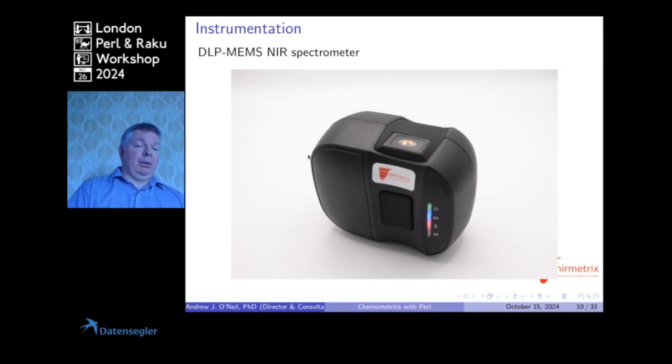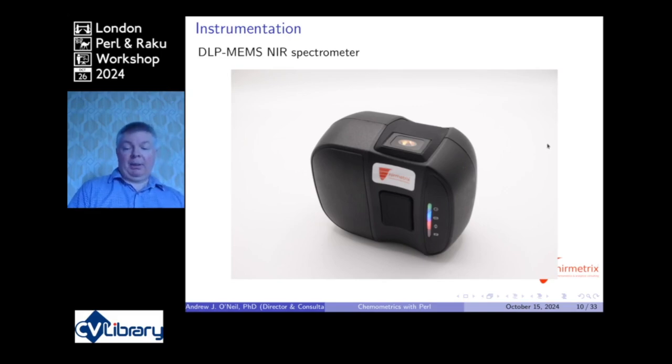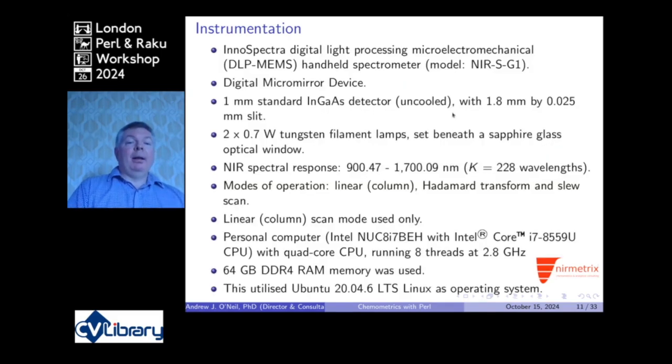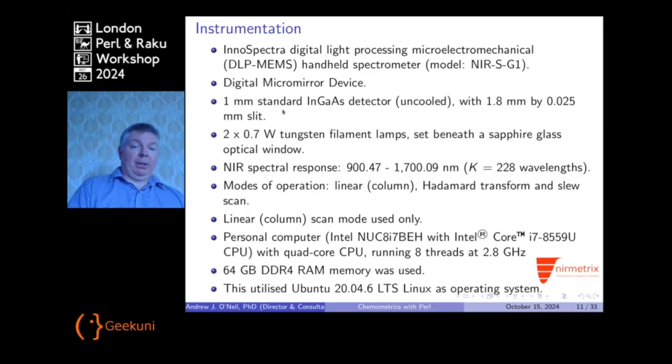Here I'm using it in a Bluetooth, a wireless mode, but my GUI requires this to be a wired USB connection. So that device itself is made by a Taiwanese manufacturer called InnoSpectra, and it's based on a Texas Instruments spectrometer design, and it's model NIRSG1. It's got an indium gallium arsenide detector in it. It's an uncooled detector, so the wavelength range is 900 to about 1700 nanometers.